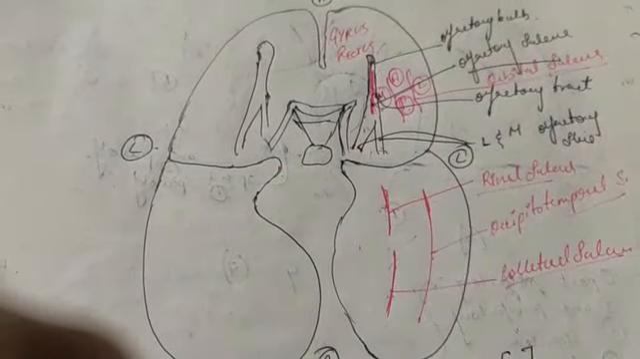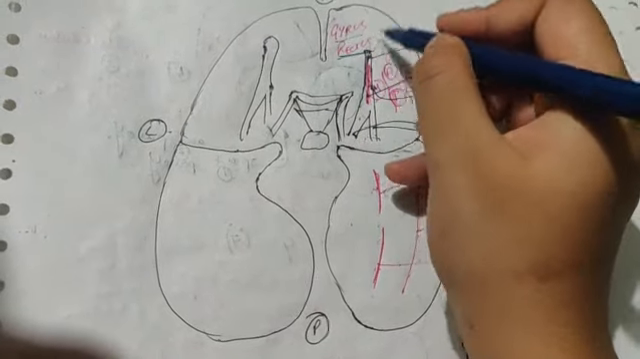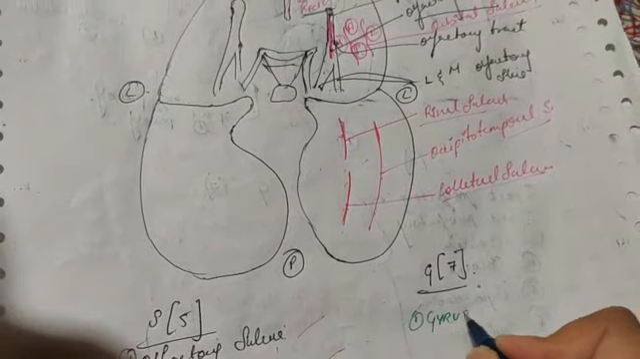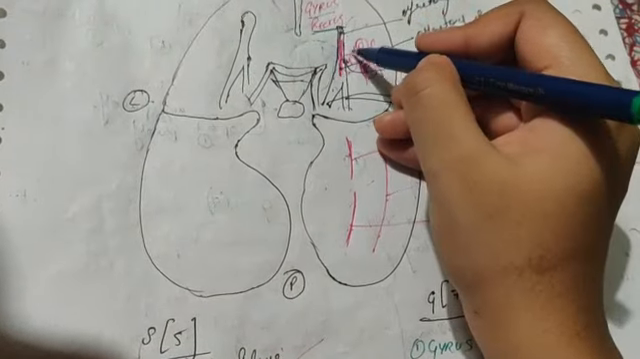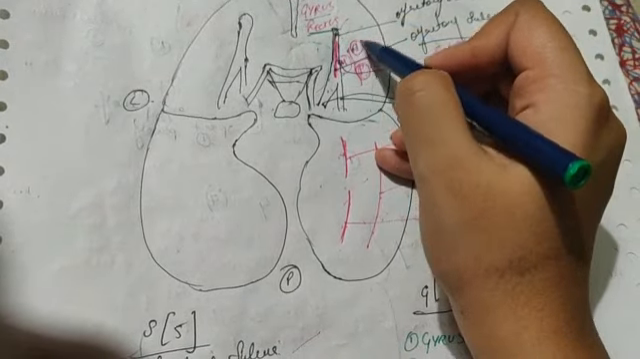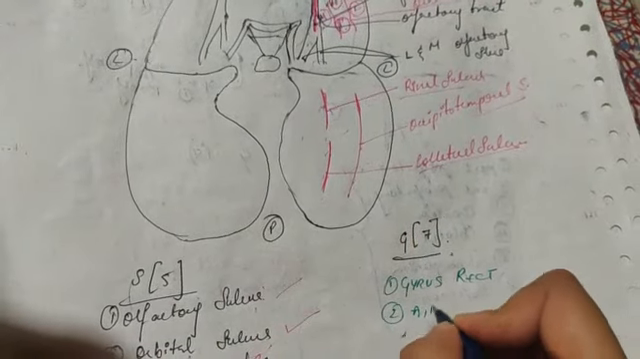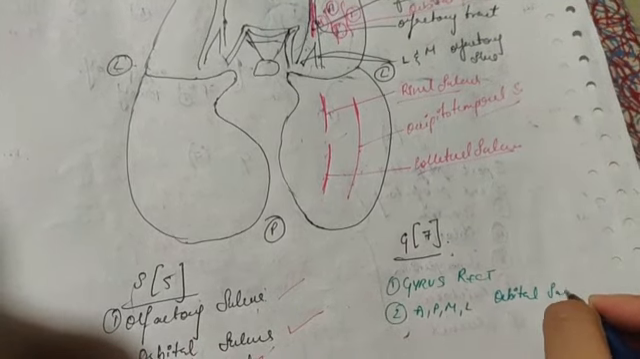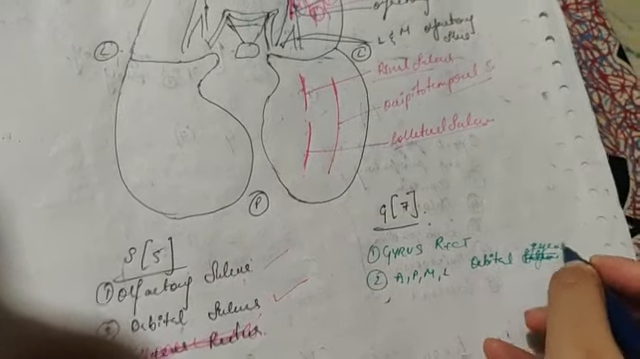Now coming to the gyri. First we have the gyrus rectus, which is in the uppermost part. So our first gyrus is the gyrus rectus. After gyrus rectus, around this H-shaped orbital sulcus, we have the anterior orbital, posterior orbital, lateral, and medial orbital gyri. So that's our second gyrus.